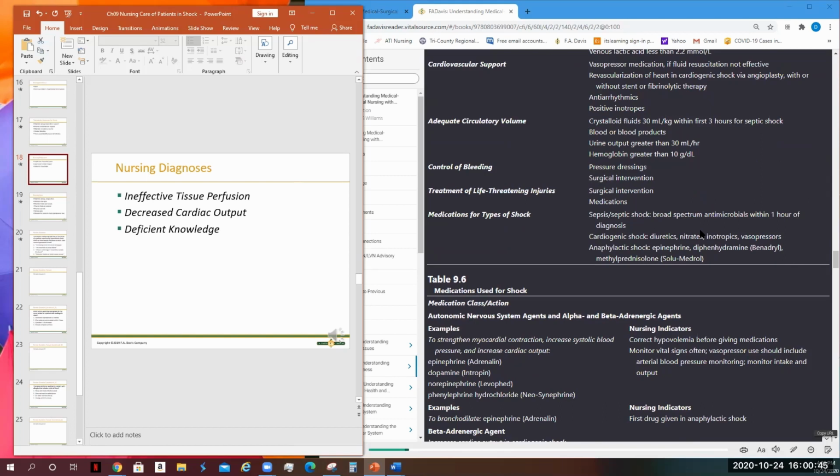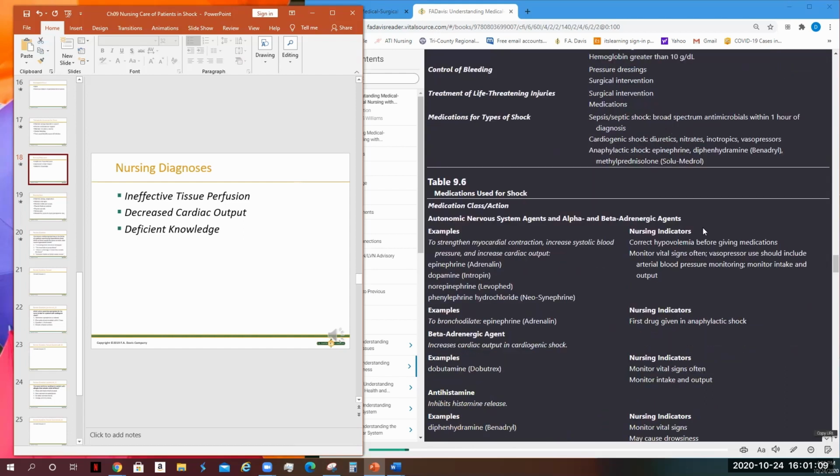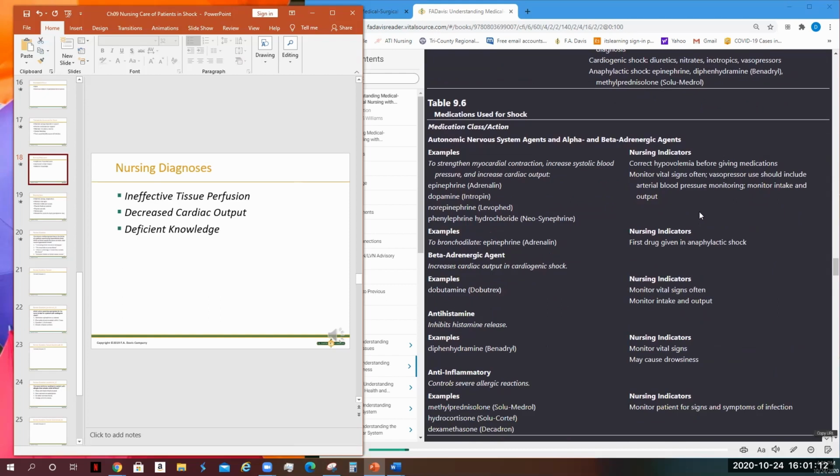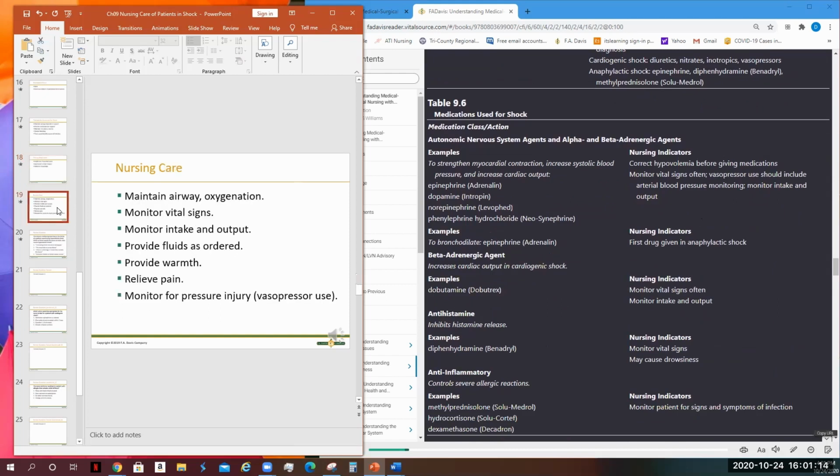And for anaphylactic shock, you could do maybe epinephrine or diphenhydramine, which is also called Benadryl, and methylprednisolone, which is also called Solu-Medrol. Table 9.6 shows medications that are used for shock.